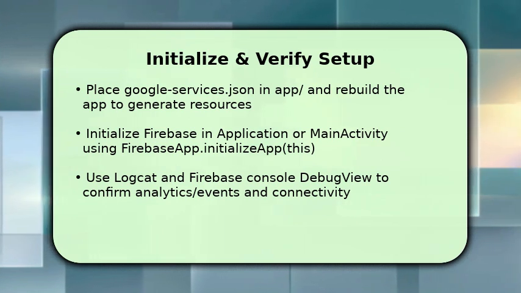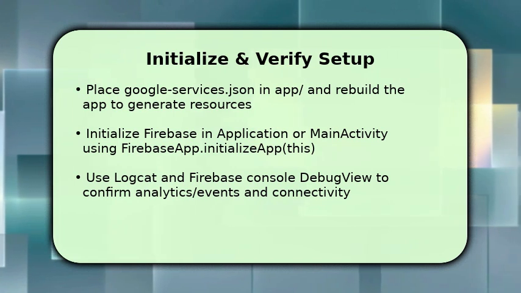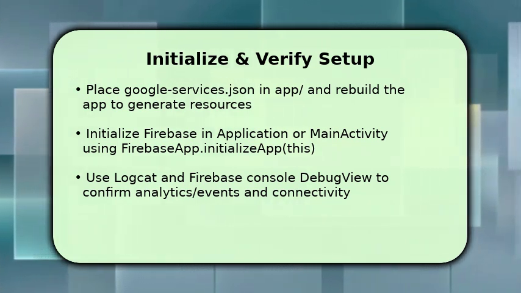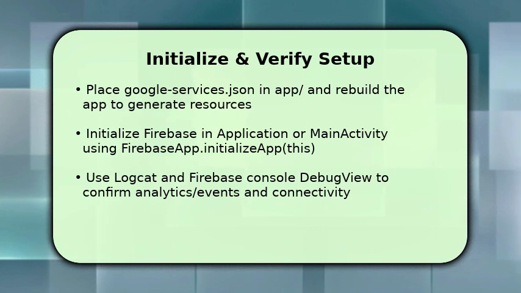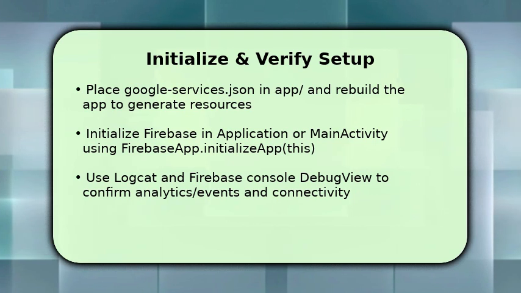Run the app on a device or emulator, watch Logcat for startup messages, and open Firebase debug view or logs to verify events arrive. If something breaks, check the package name in the JSON matches your app ID and that Google Play Services is available.